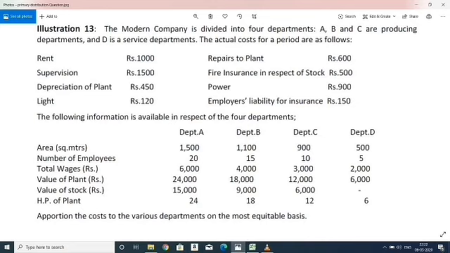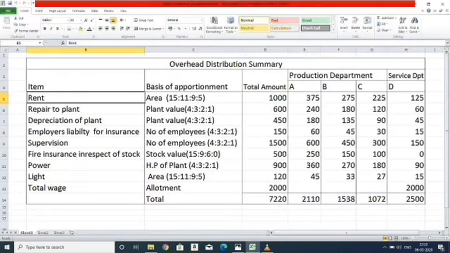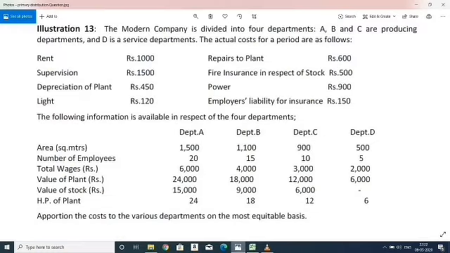1,500, 1,100, 900 and 500. So we take 15, 11, 9 and 5. Basis of apportionment 15, 11, 9 and 5. Then second item, repair to plant. Its basis of apportionment is our plant value. Plant value already given: 24,000, 18,000, 12,000 and 6,000.